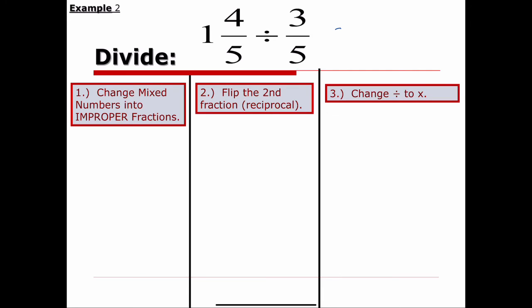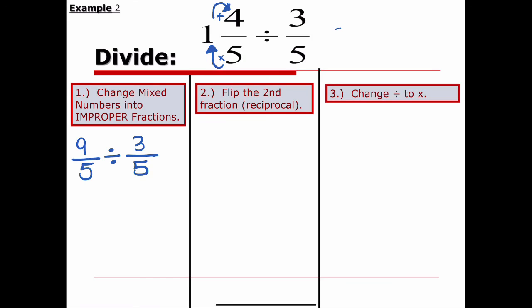All right, now in this example right here, when we're dividing mixed numbers, it doesn't matter if everything's a mixed number. This particular example has a mixed number, 1 4/5, and you're dividing it by just a regular fraction, 3/5. So you don't have to change everything. We just have to change the mixed number. You have 5 times 1, which is 5, and then 5 plus 4, which is 9. So you end up getting 9 over 5. The second fraction, 3/5, is not a mixed number, so we don't need to change it into an improper fraction.